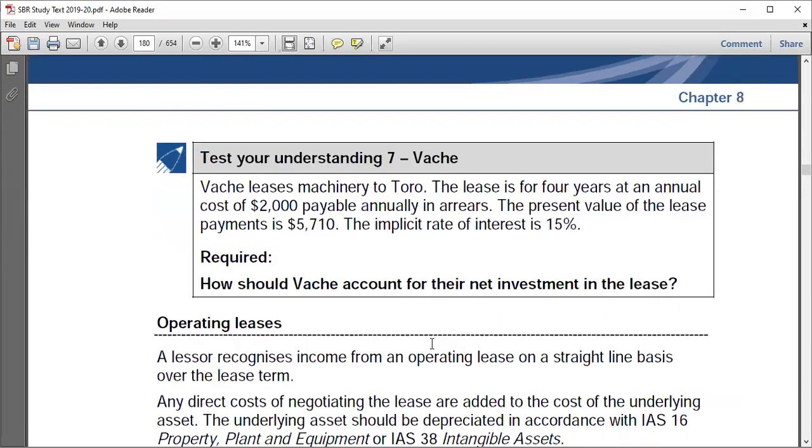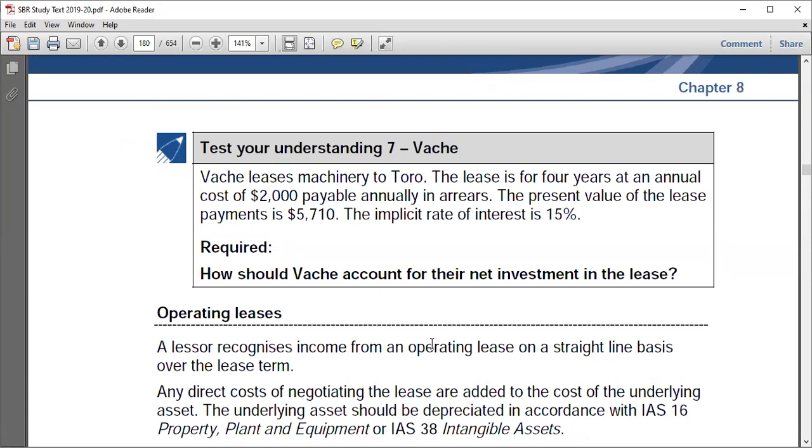Maybe let's take a look at this example. I've given a simple example because it's nothing much different. Okay, the question says a company leases machinery to Toro. The lease is for 4 years at an annual cost of $2,000 payable annually in arrears. Be very careful when you find this, in advance and in arrears, so they are paid in arrears. The present value of the lease payments is 5,710. The implicit rate in the lease is 15%.